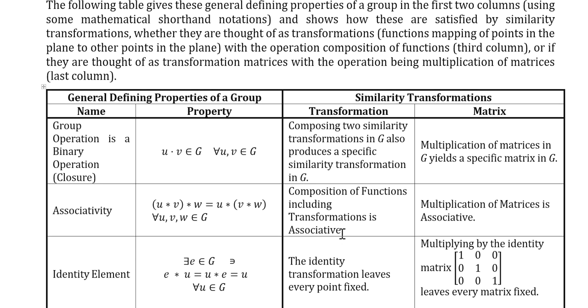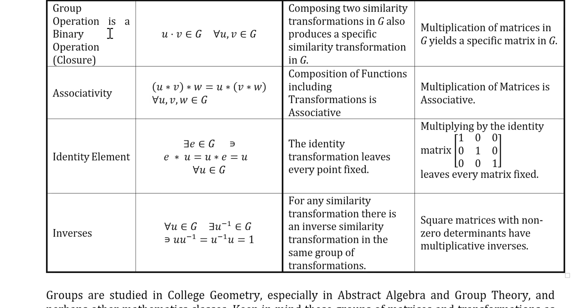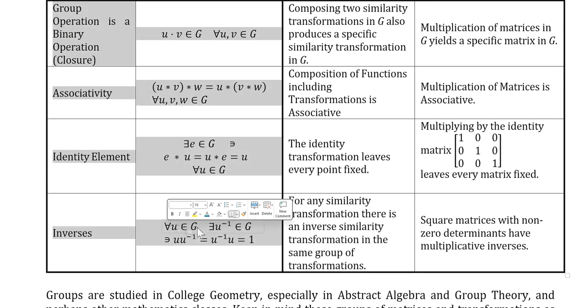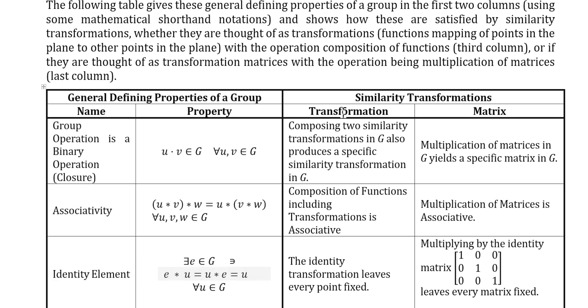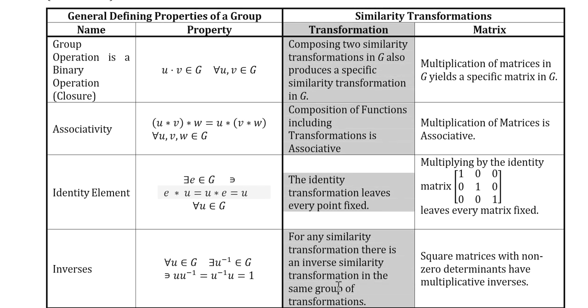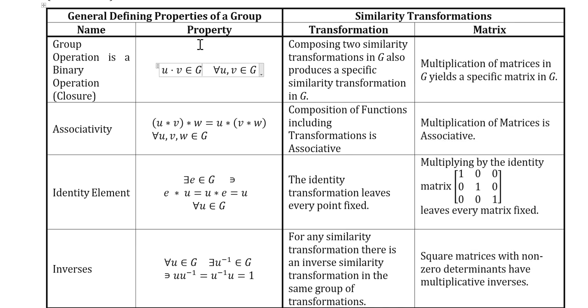Now the following table is going to talk about these properties. Those four properties are actually listed right there. I'm using some math notation for some of these, and I'll explain the symbols as we go along. And over here, we're seeing how these properties apply to similarity transformations as transformations, and how they apply when we're working with matrices. And these are going to turn out to be isomorphic ways of doing that.